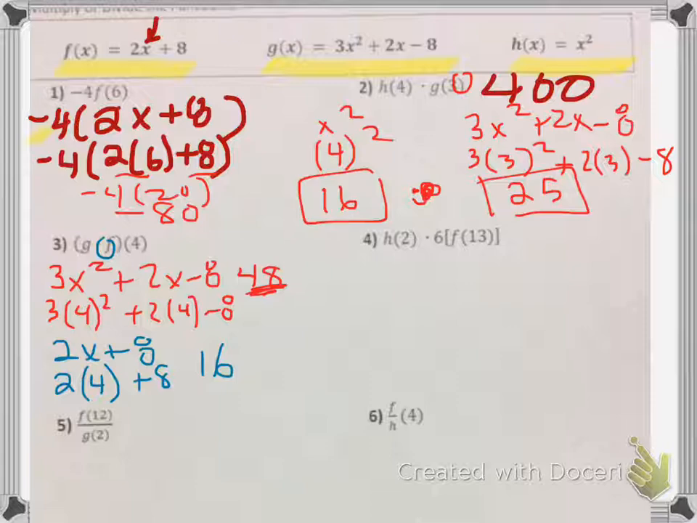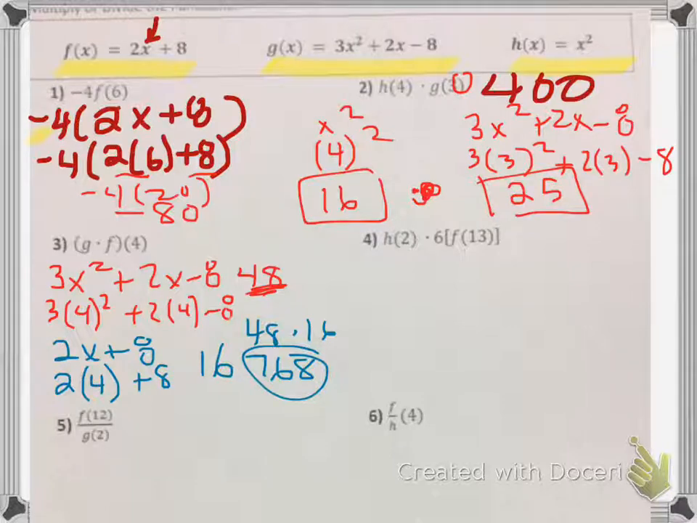So now I found these two values, the f of 4 and the g of 4. Now I get to multiply those together. So I'm going to do 48 times 16, which is 768, and 768 is my solution to number 3.